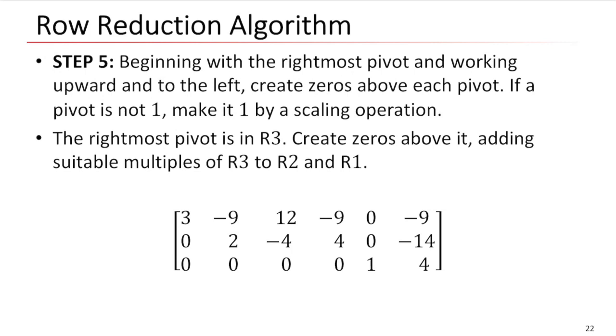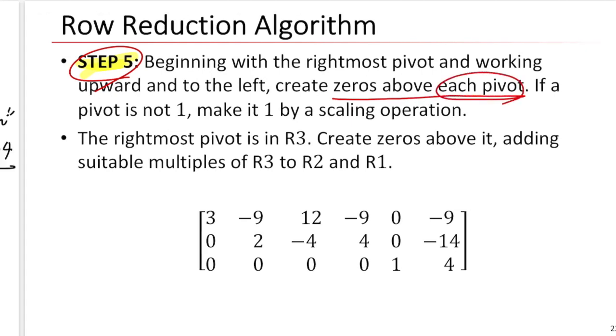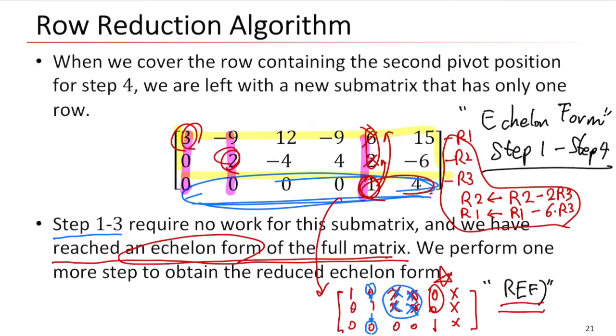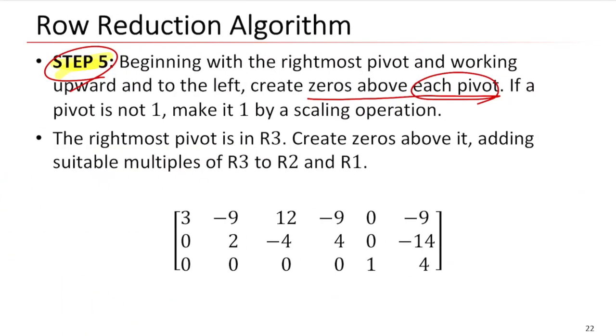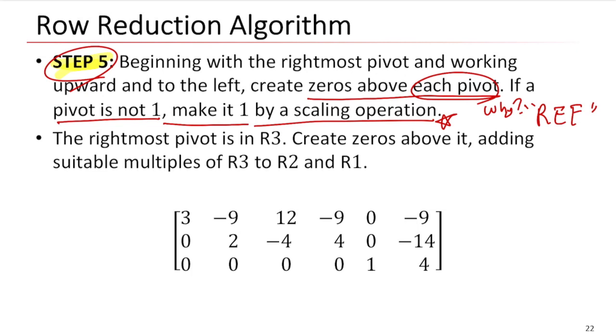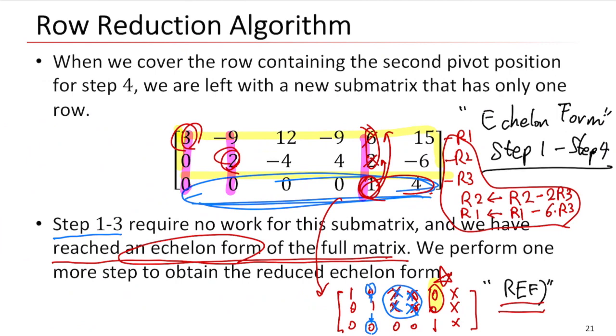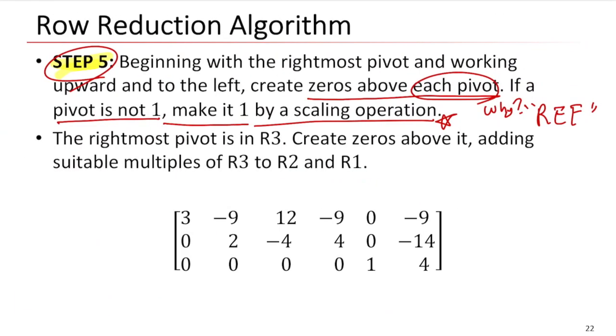Okay, this is step 5. In step 5, we want to create the 0 above each pivot that I mentioned before. If the pivot is not 1, make it 1 by a scaling operation. Why? Because we want to reduce the echelon form. So this was R2 and R3. Then if we use this operation, we can get this new matrix.